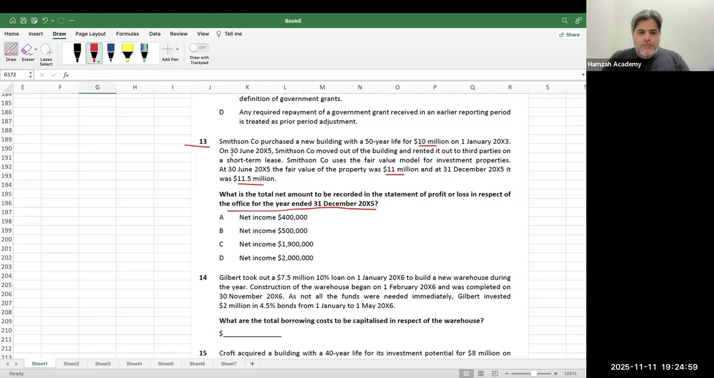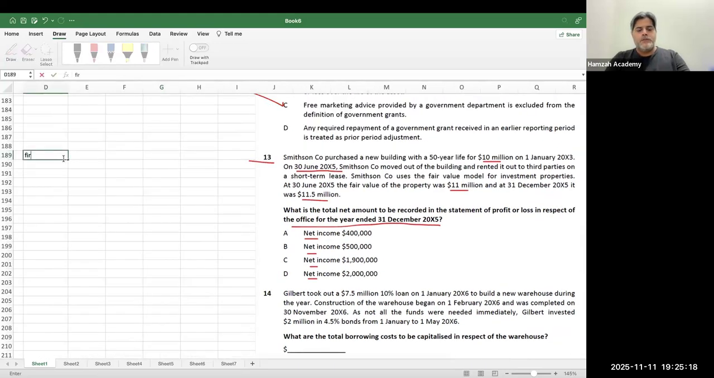Yeah, we moved out on 30th June out of the building to the third parties, right? So on the 30th June, it's all talking about the net over here. So technically we have to charge the first 6 months depreciation, because from IAS 16 to IAS 40, you were on the IAS 16, so 6 months depreciation is going to be charged over there. So first 6 months depreciation, 10 million by 50 into 6 by 12, that's 100,000 over here.